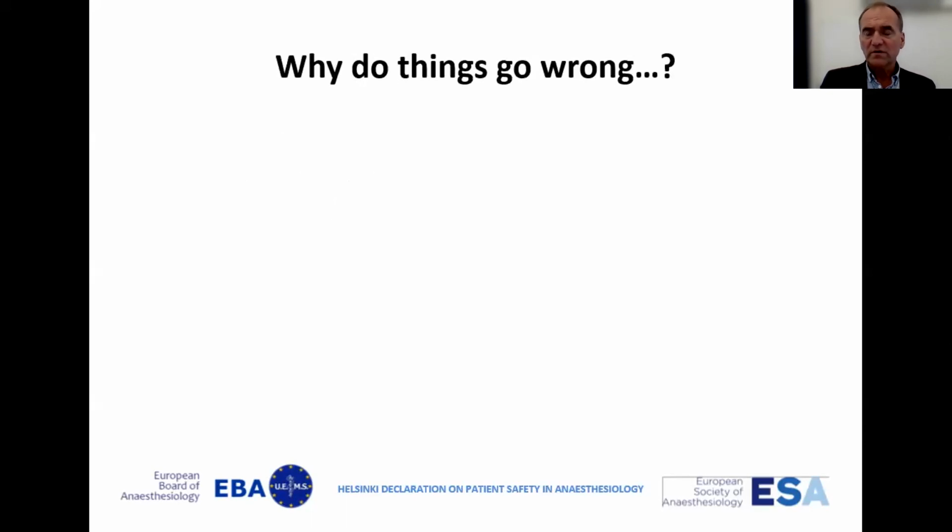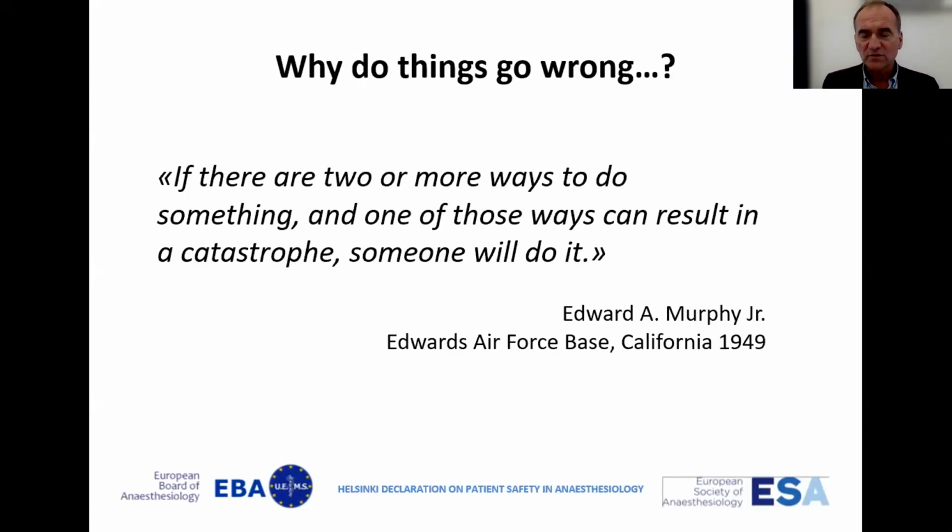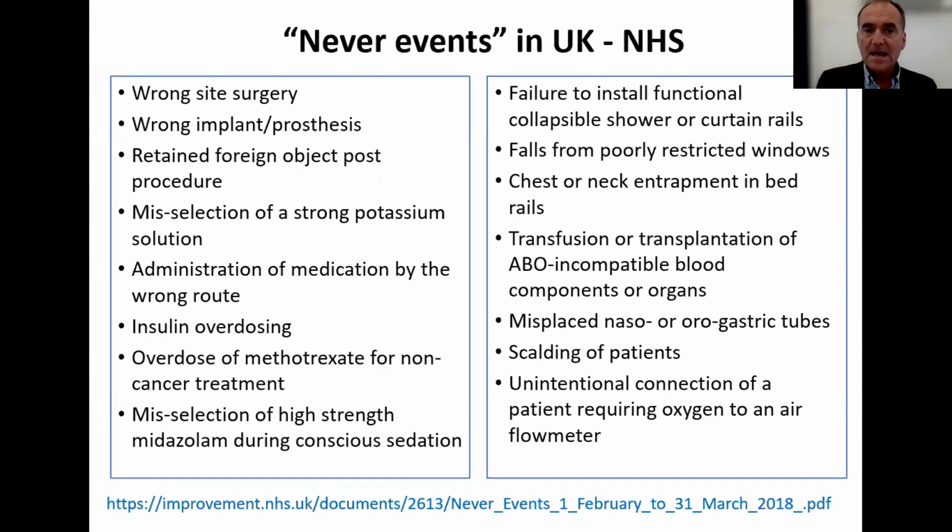So why do things go wrong in medicine? Well, all of you possibly heard about Murphy's Law. And Murphy was working on Edwards Air Force Base in California after the war. He said that if there are two or more ways to do something, and one of those ways can result in a catastrophe, someone will do it sooner or later. And perhaps that's the worst possible time.